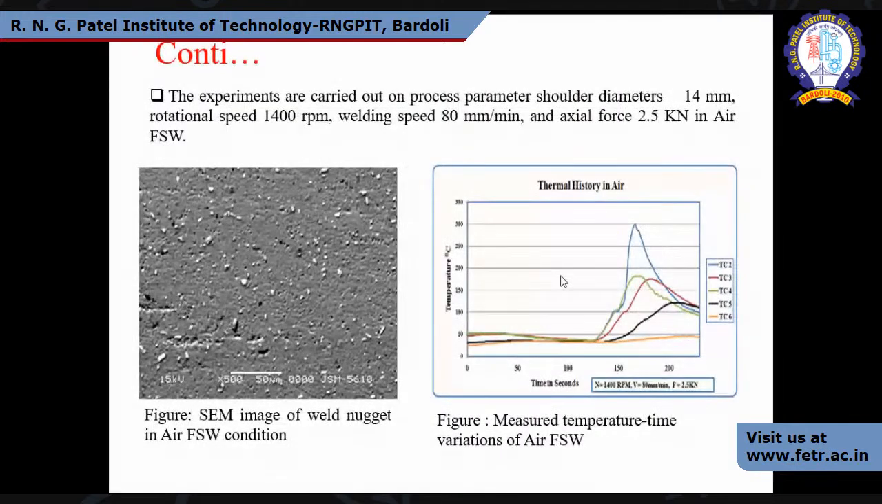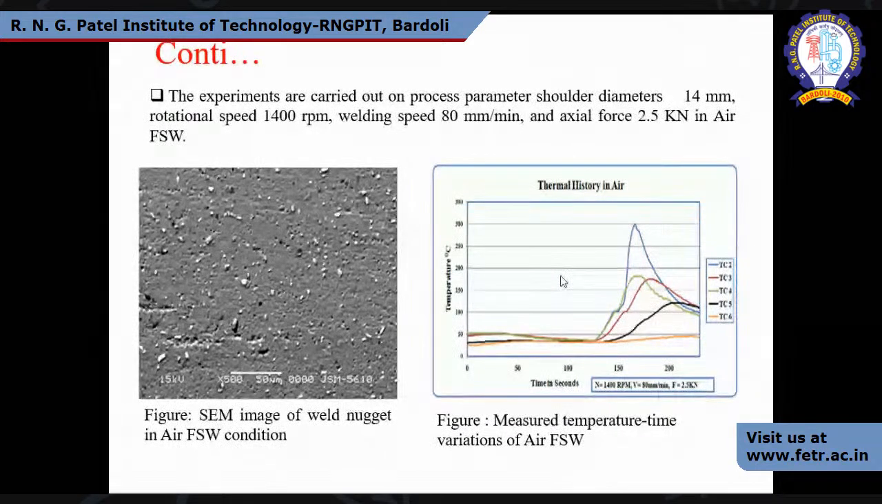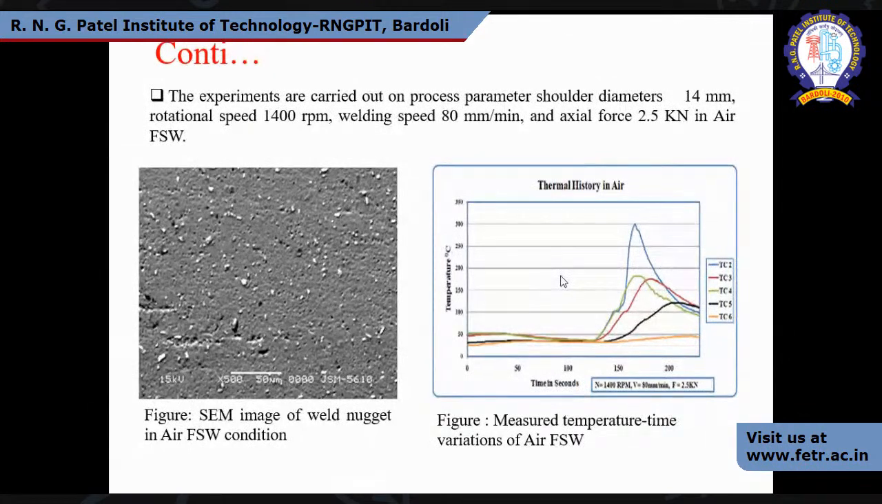So this thermal history that we can find is shown in the graph, for the experiment conducted with a 14 mm tool shoulder diameter, 1400 RPM rotational speed, 80 mm per minute welding speed, and 2.5 kN axial force. During air welding, it is also possible. Now, whenever we go through any kind of welding, its microstructure is affected a lot, meaning its bonding can be changed. So this microstructure can be found out with different processes.